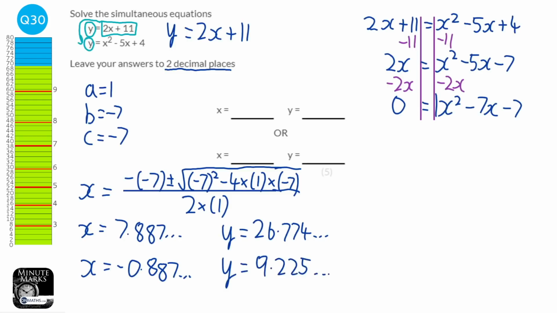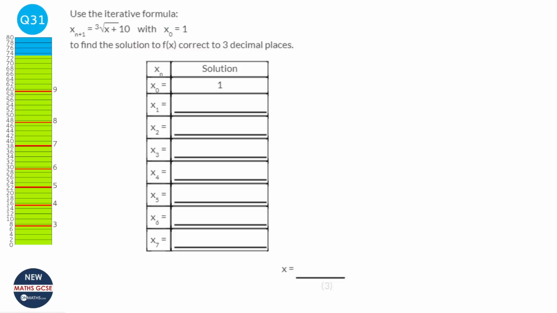9.225, blah, blah, blah. So to 2 decimal places, our answers are going to be 7.89 and 26.77, or minus 0.89 and 7.23.